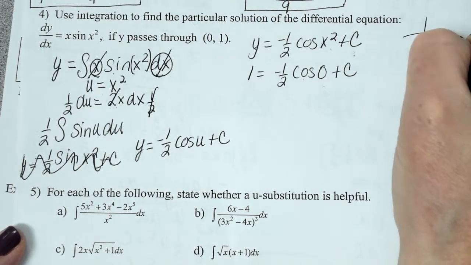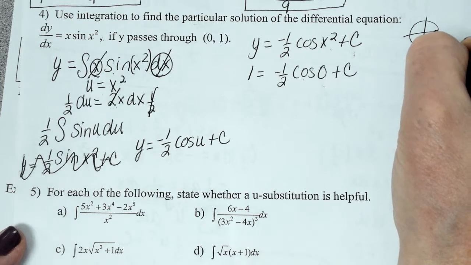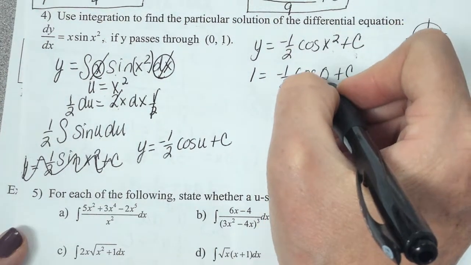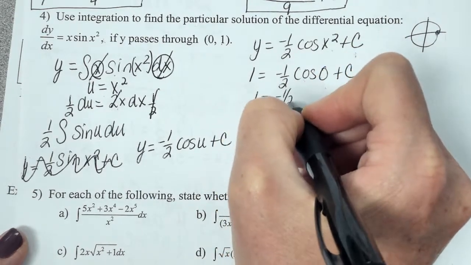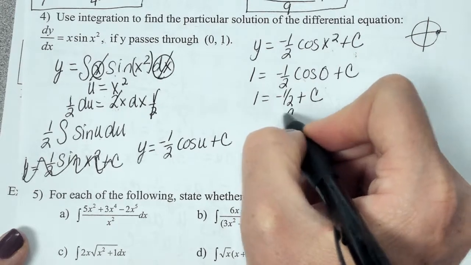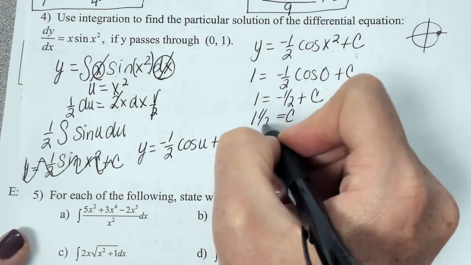Think of your unit circle. Here's 0. What's the x value there? 1. So cosine of 0 is 1. So 1 equals negative 1/2 times 1 plus c. So c then is going to be 1.5.